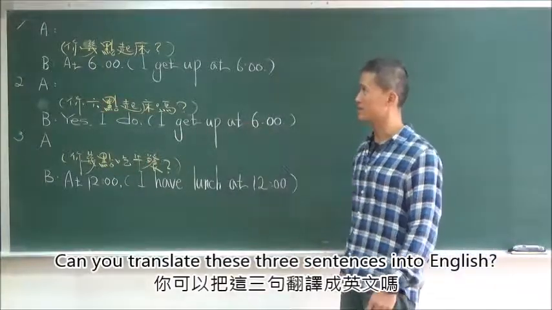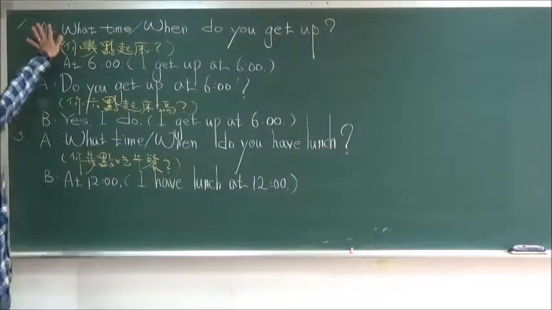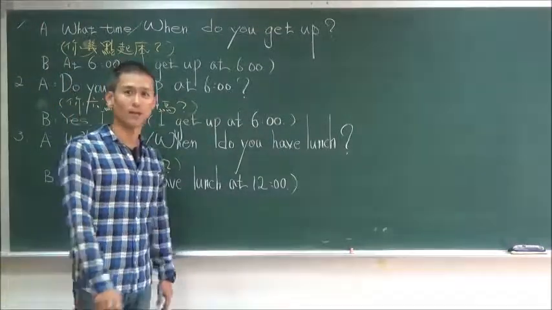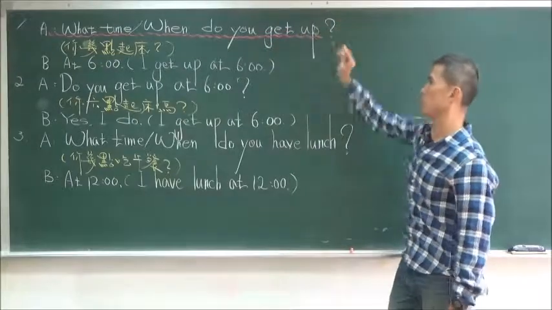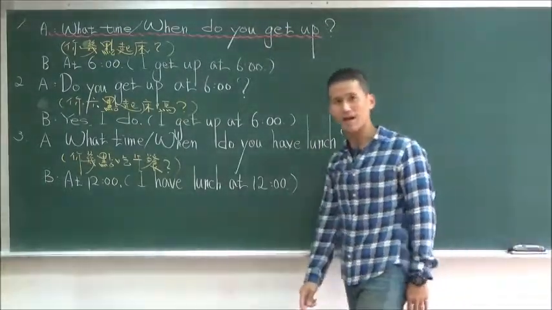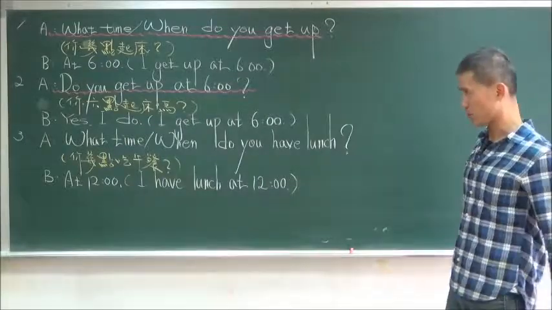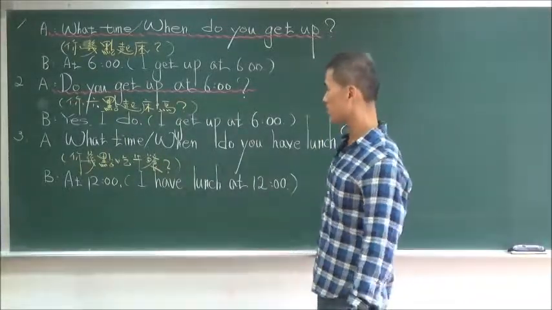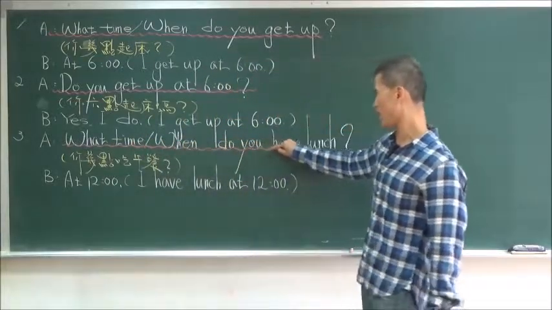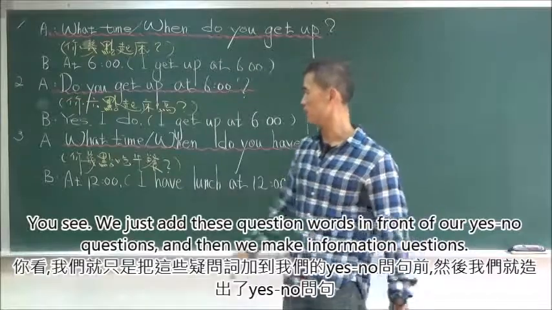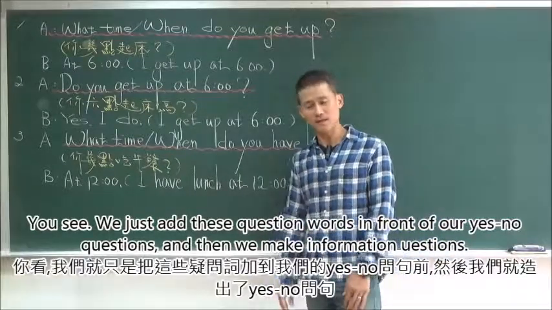Can you translate these 3 sentences into English? Number 1, what time or when do you get up? Number 2, do you get up at 6 o'clock? Yes, I do. I get up at 6 o'clock. The response. Number 3, what time or when do you have lunch? You see, we just add these question words in front of our yes/no question, and then we make information question.